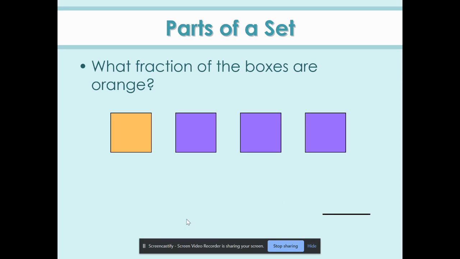All right, what fraction of the boxes are orange? So again, our numerator is the number of boxes that are orange, which is 1. Our denominator is the total number of boxes, all of the boxes, which is 4. So our fraction is 1/4.